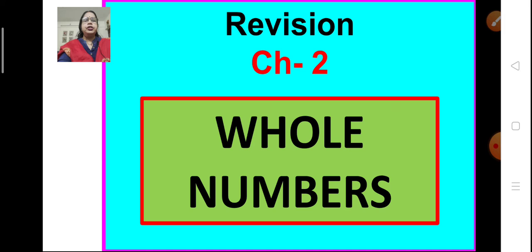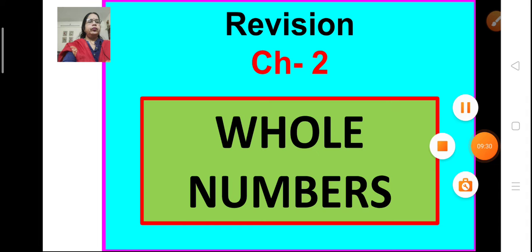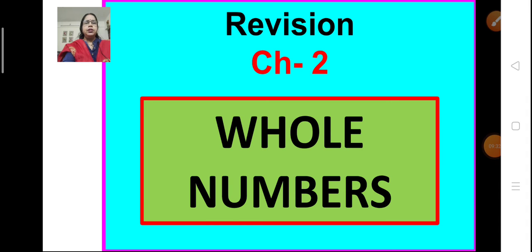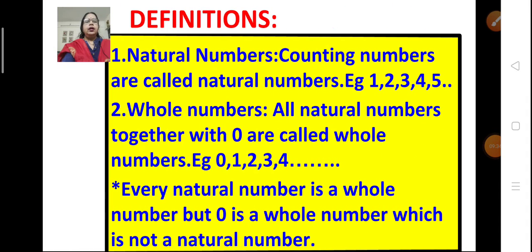So the option B is the right option. Now let's start the revision of chapter 2, whole numbers. Let's revise what are natural numbers and whole numbers. So what are the natural numbers? All the counting numbers are called natural numbers. So we start counting from 1. So from 1 onwards all the numbers are natural numbers.